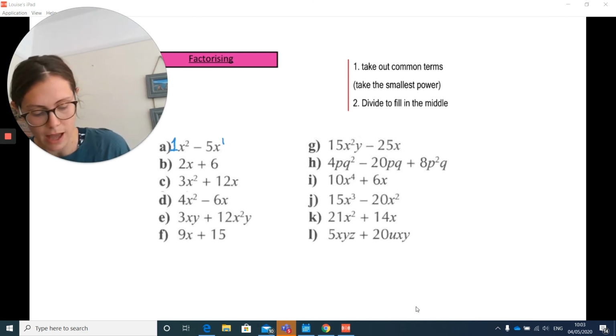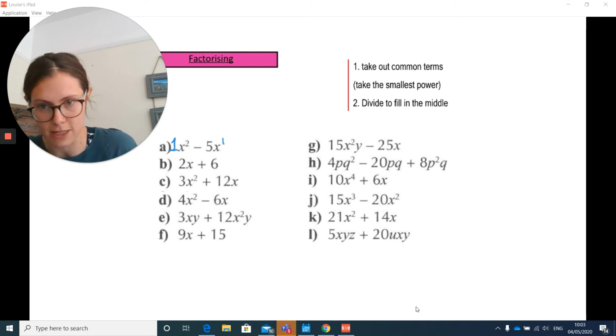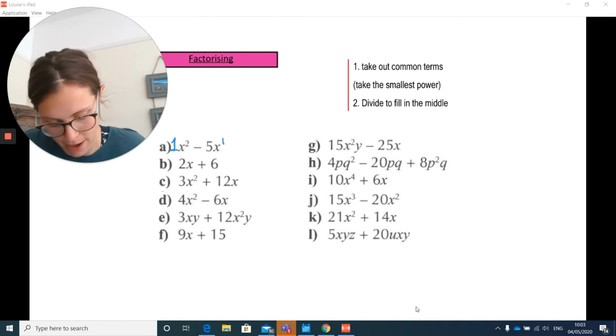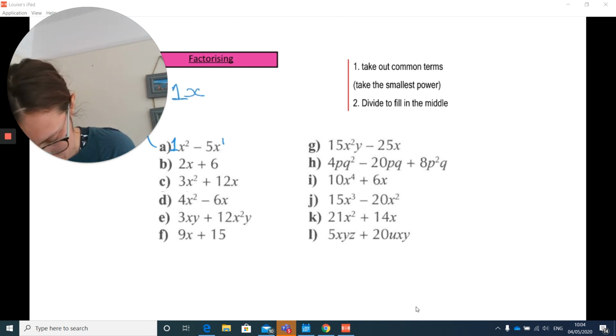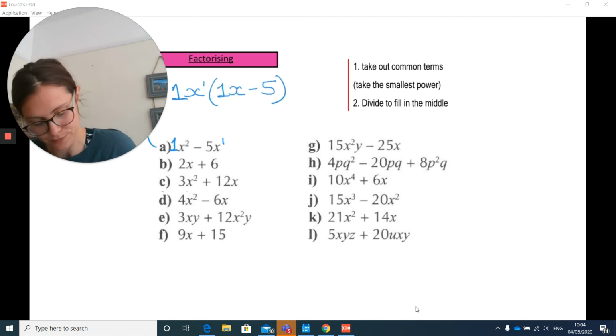Okay, welcome back. So hopefully you had a go at these questions. I'm going to show you the answer in a minute, but I'm just going to pick out a couple to have a go at. So part A, we should have had 1 taken out and an x to the power of 1 taken out, which left you with 1x minus 5.